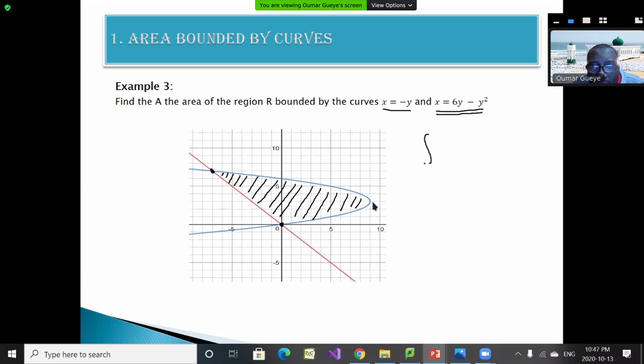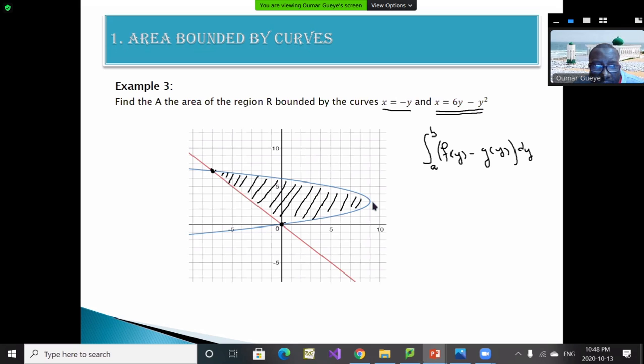In this case, the area is going to be the integral from a to b of f of y minus g of y, dy, not dx. Because the functions are in terms of y, my integral should be in terms of y. And since my integral should be in terms of y, I need the y coordinates only, the y coordinates of these two points.